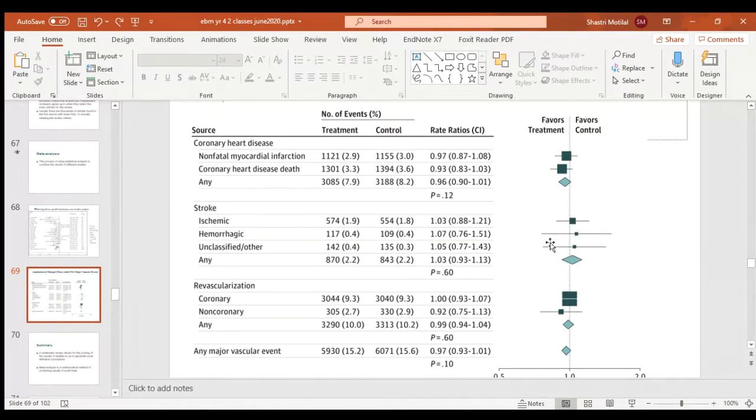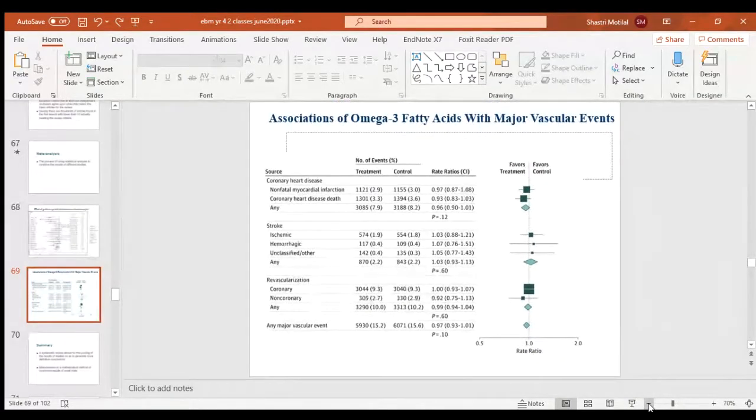Does it prevent stroke? We could just glance here and look at the diamond. The diamond crosses this vertical line. It includes the value of 1 for relative risk, 0.93 to 1.1. No effect. We could say the same thing for revascularization and for any major event. When they looked at all combined, we see in here 0.93 to 1.1. This overall diamond shows no significant effect. So we could confidently say that these fish oils don't make any difference overall for vascular events in terms of preventing it. So when my patients ask me, I could tell them, well, studies have shown that overall these supplements don't make a difference. You probably wouldn't benefit much from taking it.